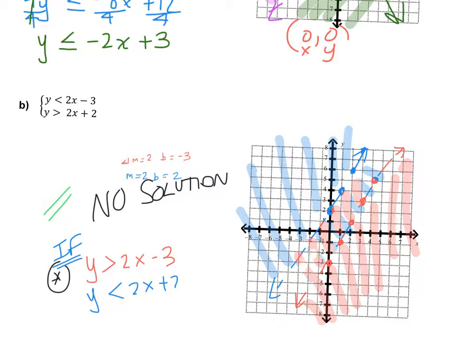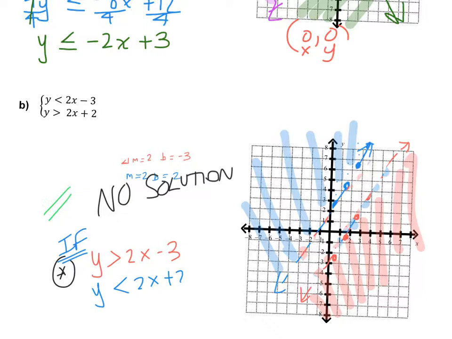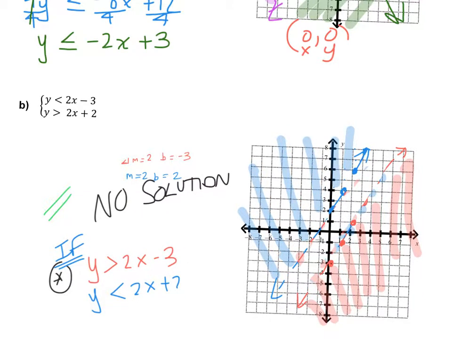But that is not the way that it was set up, so I don't want to confuse you and have you think that that's how it was. But it is important to see that the symbols make all the difference. If the symbols had been switched, you would have shaded in different directions and they would have overlapped. But in this case, because they are shading on the out, going out, it's no solution.